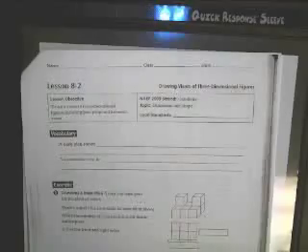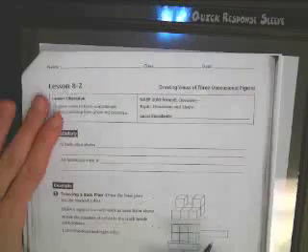This is Lesson 8-2, drawing views of three-dimensional figures, and this is for Course 3. We want to draw views of three-dimensional figures, including base plans and isometric views. Okay, so first off, let's define the two.